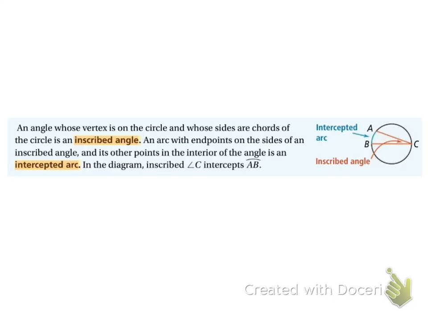If you recall, we talked about central angles before, right, where the center was the vertex. Now we're talking about inscribed angles. And just like when we were talking about central angles, there's an arc that goes with the inscribed angle. So they call it the intercepted arc, the arc that goes with the angle.